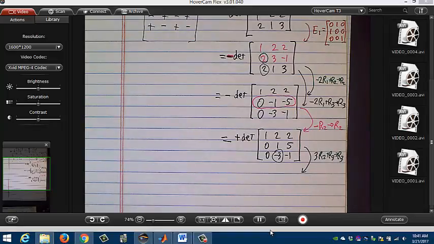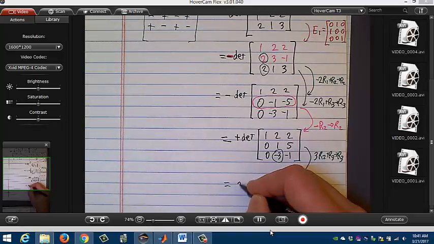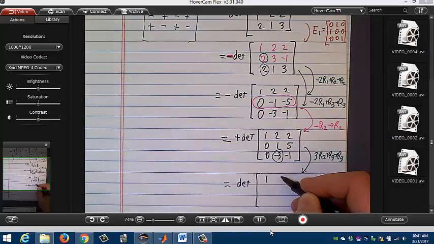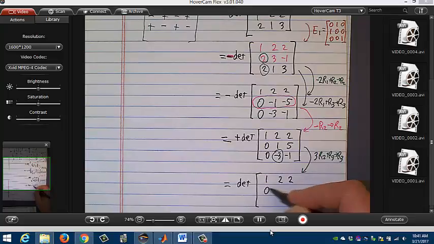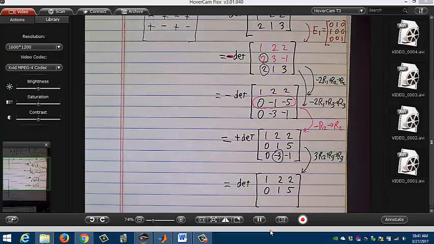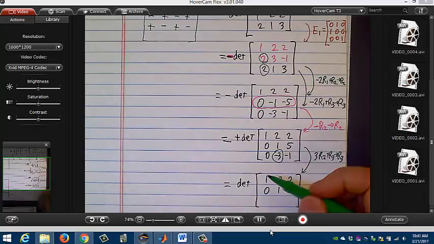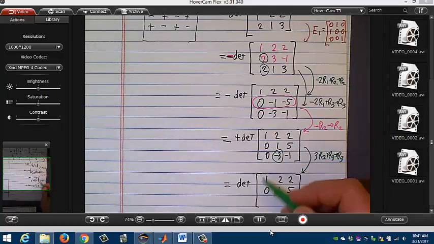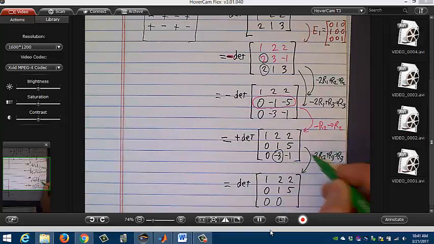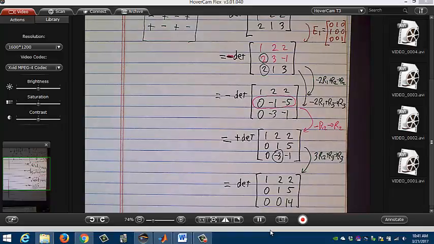And so this equals the determinant of 1, 2, 2, 0, 1, 5. Now that last row changes. Let's see what it becomes. Well, the 0 stays, because 0 plus 0 is still 0. The negative 3 becomes a 0, because when I do 3 plus negative 3, I get 0. And how about the last one here? 14. Okay?